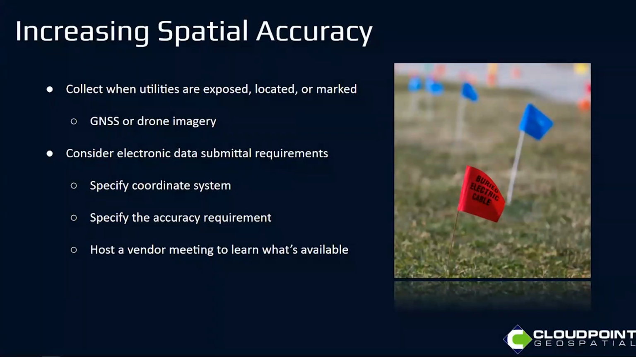Also consider electronic data submittals. So if you have consultants you're working with and they're delivering CAD data, please consider making requirements, specify the coordinate system you want it delivered in, specify the accuracy requirements of what those utility as-builts must be delivered in. But definitely, and if you need to, have a vendor meeting with those consultants that you work with regularly and ask questions, see what they can deliver and maybe what they struggle with delivering. But those are great ideas on how you can improve that accuracy just from your whole workflow of as-builts and working with vendors.